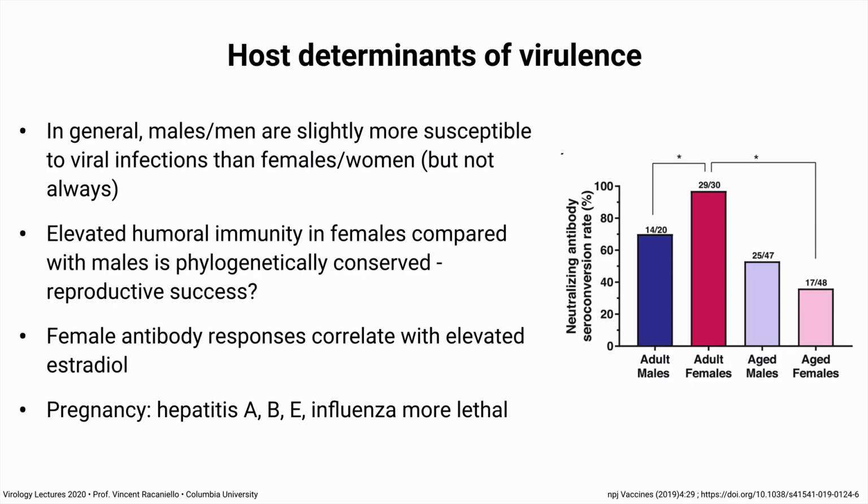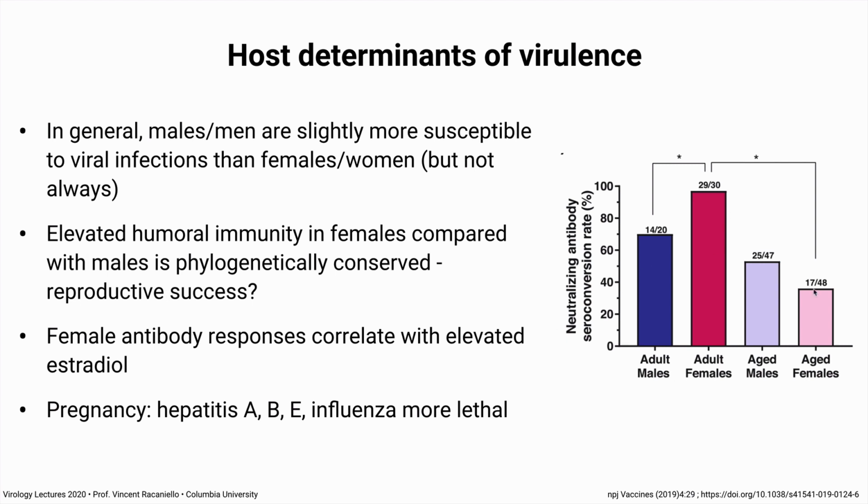Some other determinants. In general, men have slightly more susceptibility to viral infections than women. Not always, but sometimes. And this is being studied a lot in influenza virus. We think that females have generally elevated humoral immunity compared with males, and it seems to be phylogenetically conserved among different species, not just humans, which suggests that it may be important for reproductive success.